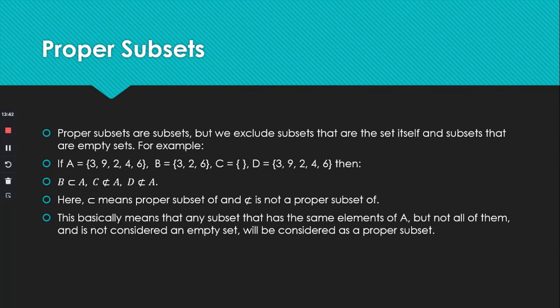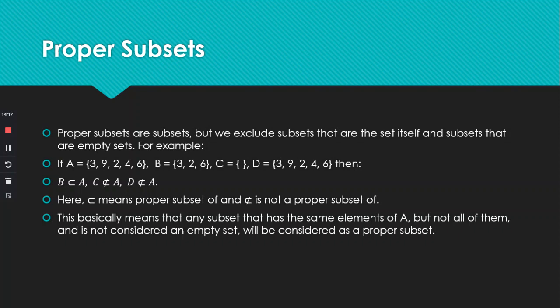Now we have proper subsets, which are the same thing as subsets, but now they're actually proper. Proper subsets are subsets, but we exclude subsets that are the set itself and subsets that are empty sets. For example, if A is equal to 39246, B is 326, which is a subset of A as well. C is a subset of A, but it's null. D is also a subset of A, but it's the same exact set. So we wouldn't say C and D are proper subsets of A, because one is null, the other is the exact same set. It's an equal set.